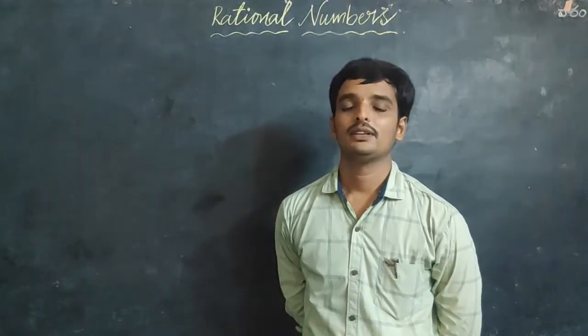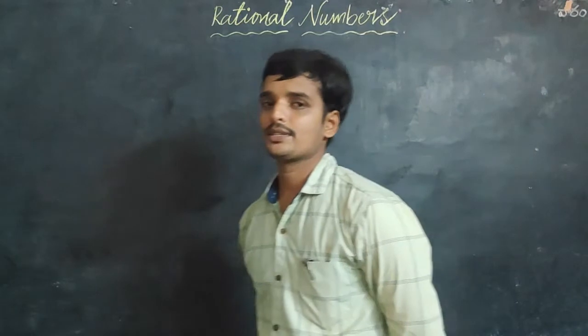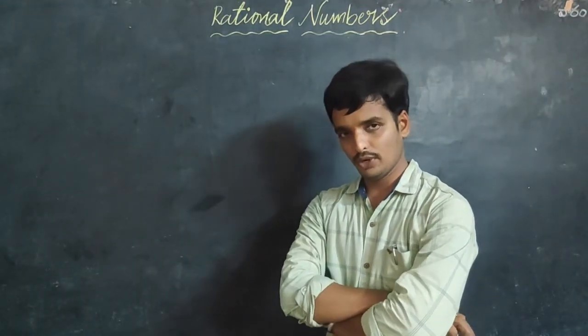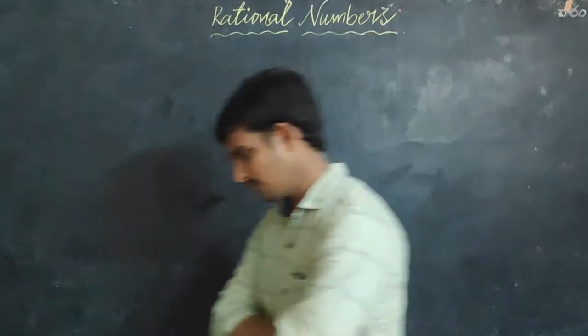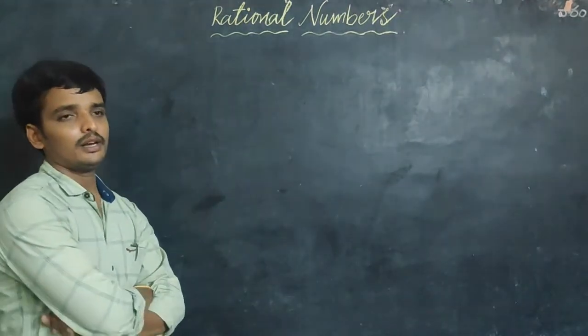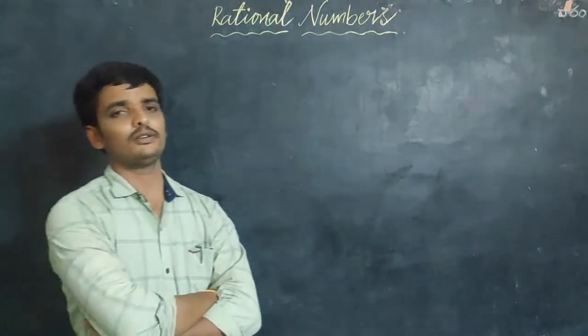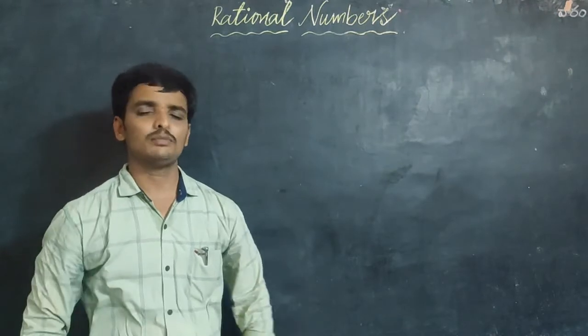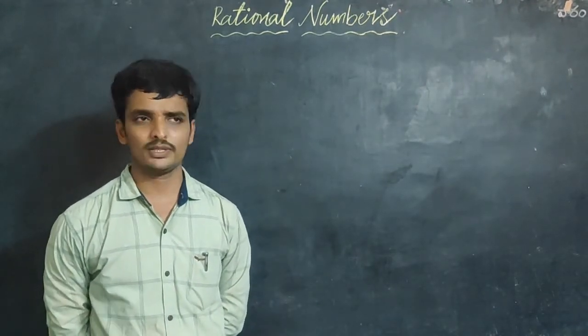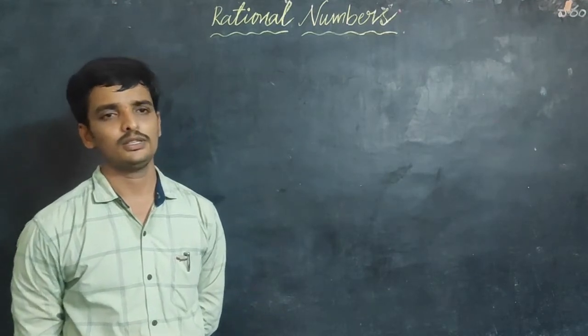Hi, my dear students. In the last class, we discussed some topics, like natural numbers, whole numbers, and rational numbers. Now, we will discuss some more things about rational numbers. Last class, we completed our definition and examples and some more important points. Nearly 3 to 4 important points we discussed. So now we will continue the syllabus.